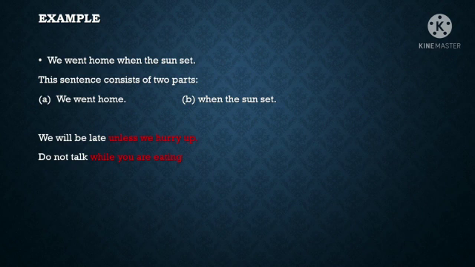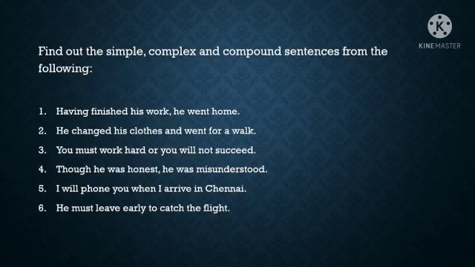Okay. See, let us see two more examples. We will be late unless we hurry up. Do not talk while you are eating. So here we will be late and do not talk are the main clauses, and unless we hurry up and while you are eating are the subordinate clauses, right?